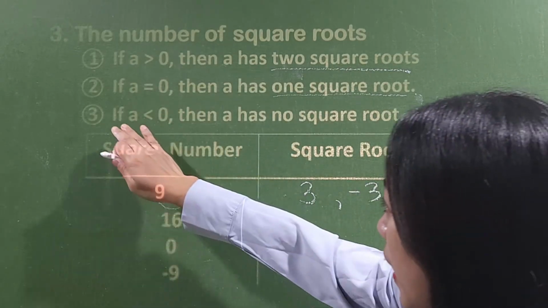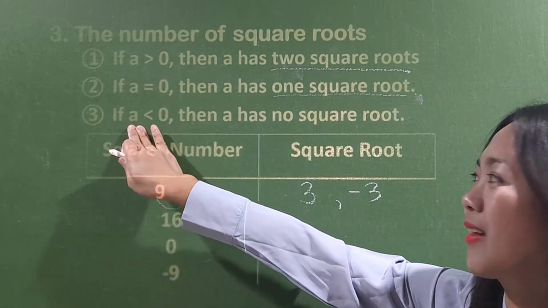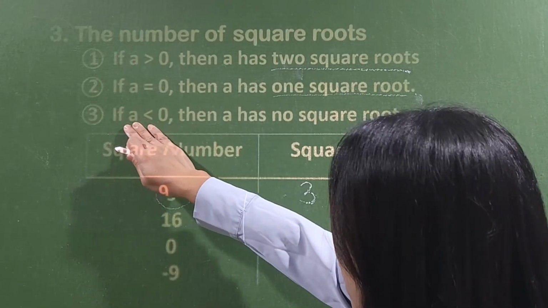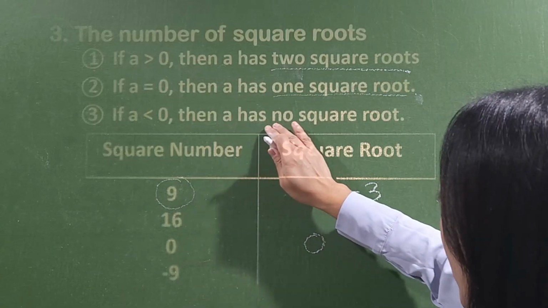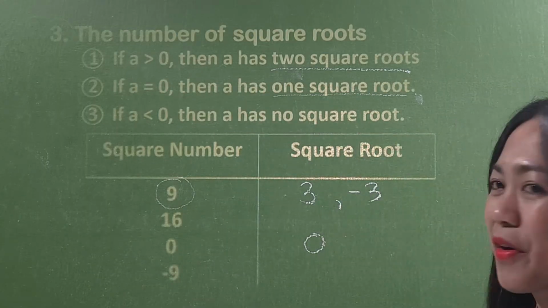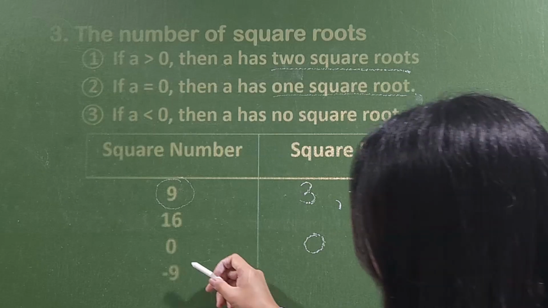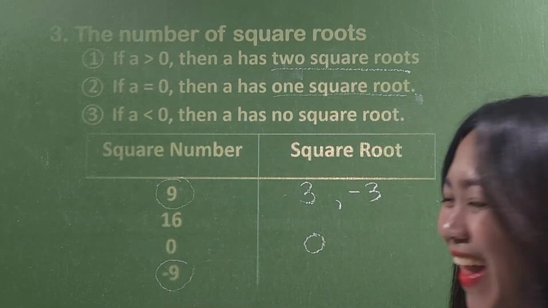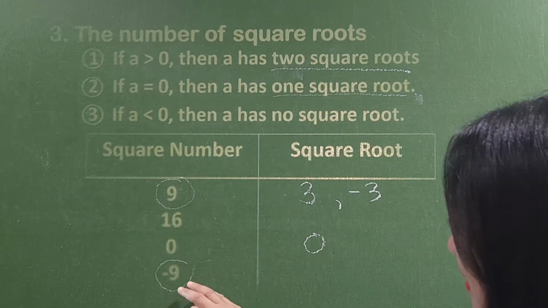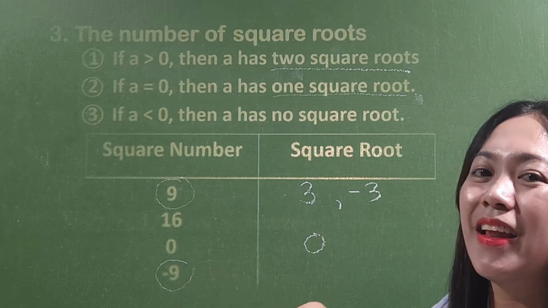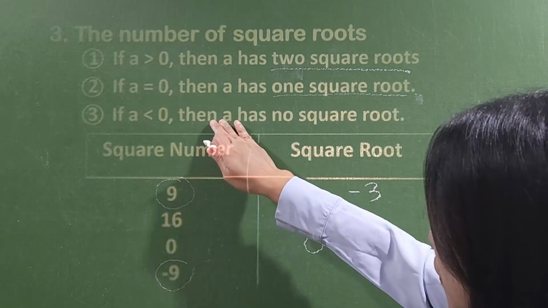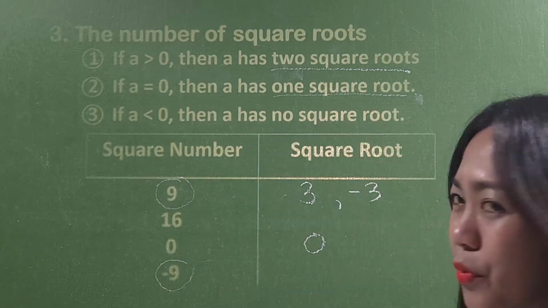The third one is if the square number is less than 0, meaning if the square number is a negative number, then that square number has no square root. For example, we have here negative 9. This is still an integer. Negative 9 is still an integer. According to this, it has no square root.